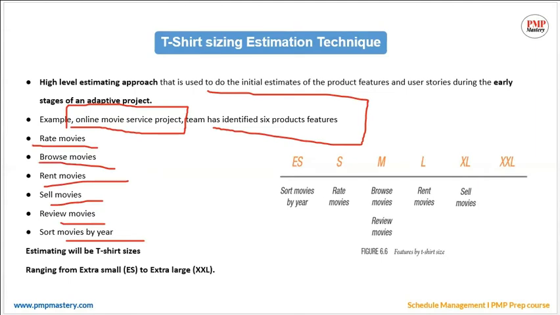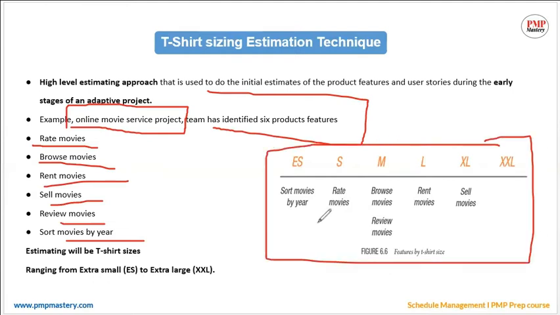Now, to see how this works, let's look at the picture here. You can see here sort movies by year. It is under the category of XS. This is representing extra small. It means the functionality that allows users to sort movies by year will require the least effort to build. So this feature is in the category of extra small.